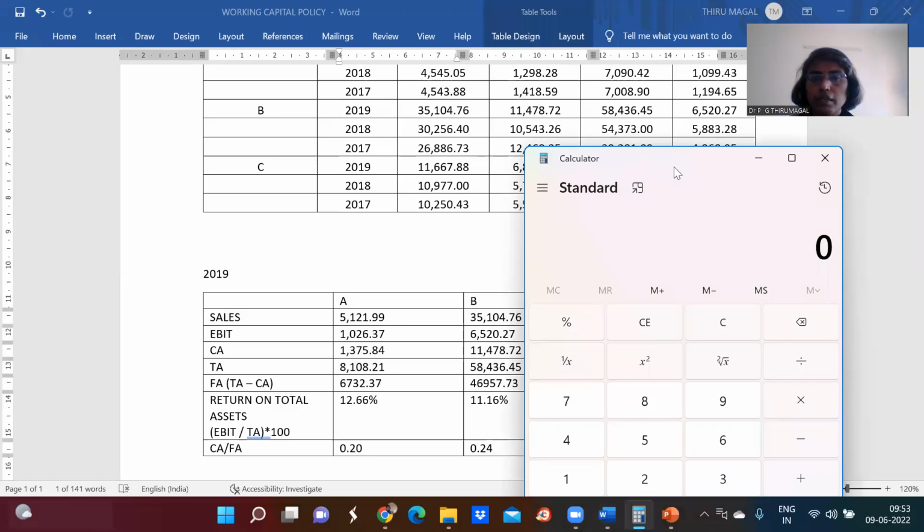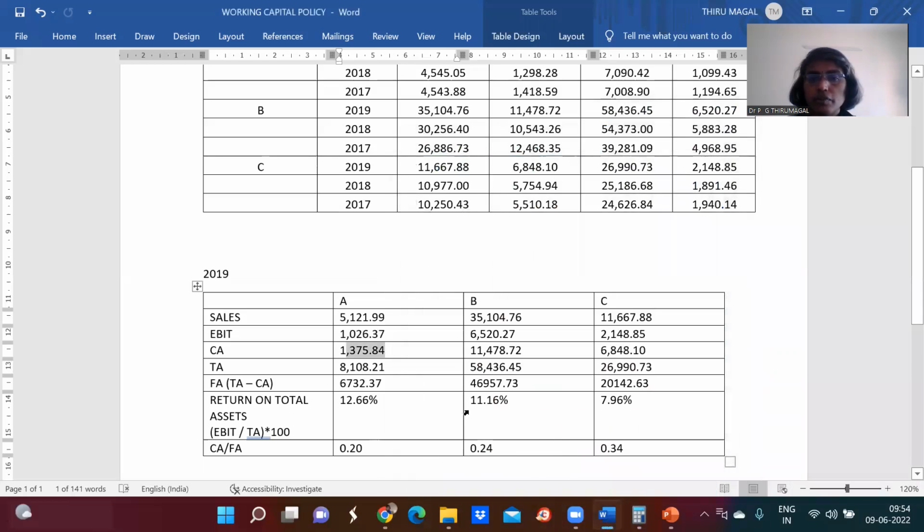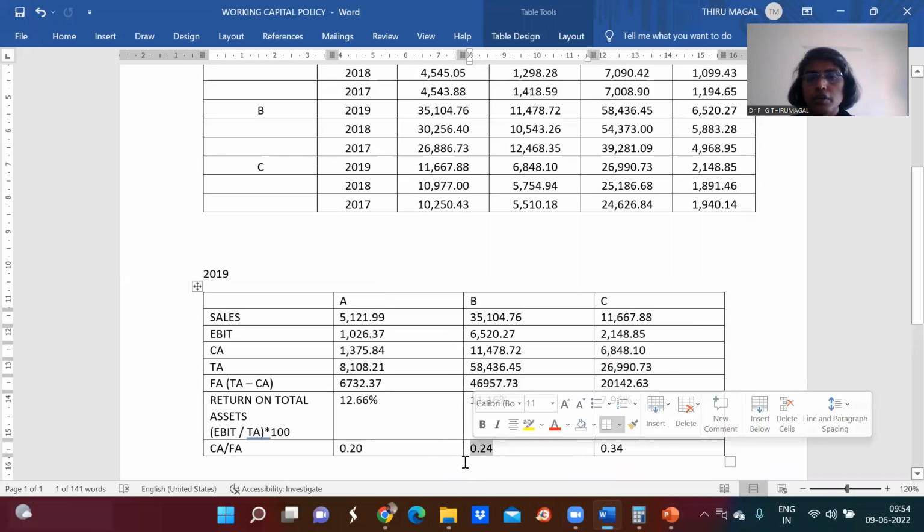For company A, the current asset is 1375.84. That should be divided with fixed assets 6732.37. So you'll be getting 0.204. So it means 0.20. Similarly, we have to do it for company B and C. So when you divide, this means current asset, this one 11,078.72 divided by fixed asset. So divided, which means 0.24.